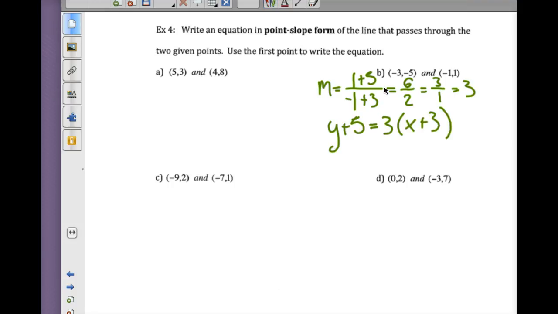Read it, everybody. y plus 5 equals 3 times the quantity of x plus 3. Thumbs up or thumbs down? Did she get the right slope? Yeah. How come she did it backwards?